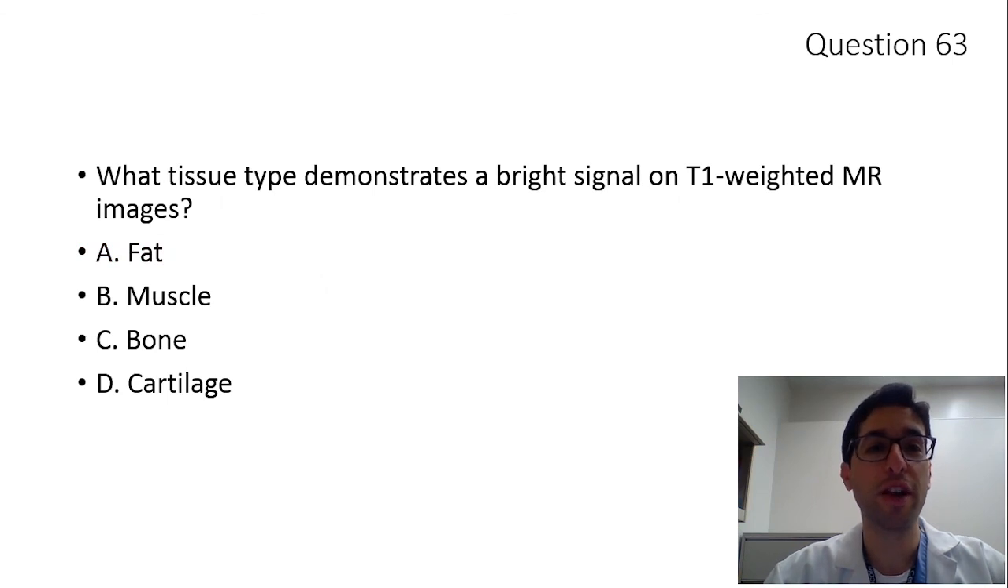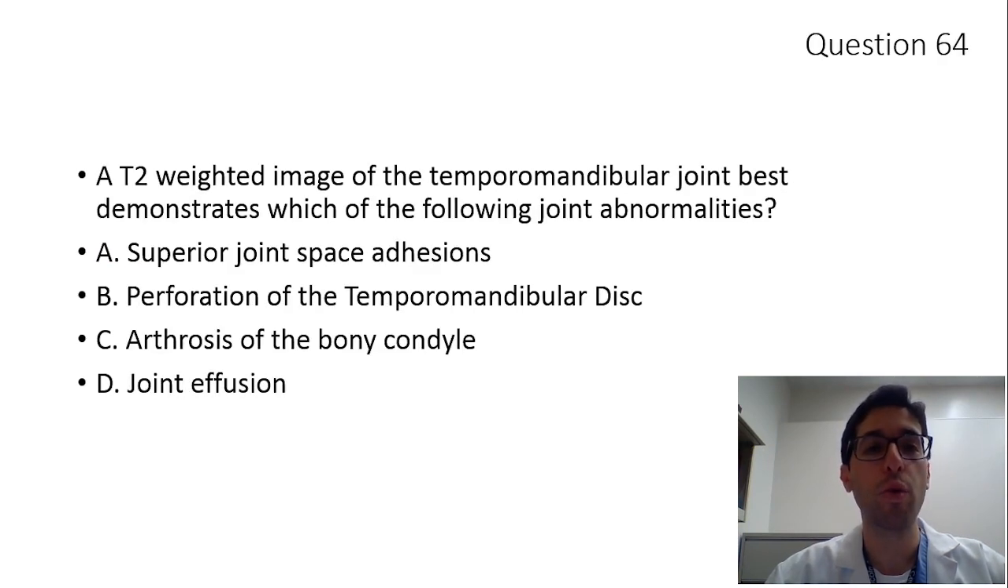Question 63. Alright, so now if you paid attention two slides ago, you know the answer. What shows up bright on a T1? The answer is fat. And what's the perfect indication to get a T2? T2 demonstrates which of the following abnormalities? The answer is joint effusion.